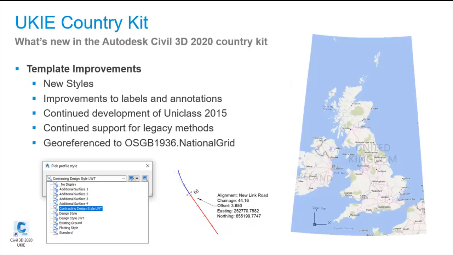As with every release of Civil 3D Country Kit, a lot of improvements have been added to the template file. In this release, a good number of new styles have been added, with a focus on improving labels and annotations. Wherever possible, the older replaced style will still remain. It's prefixed with the word legacy, so it's still available. The template continues to build on the Uniclass 2015 layering system, and the latest version of the British National Grid coordinate system is now fully supported.